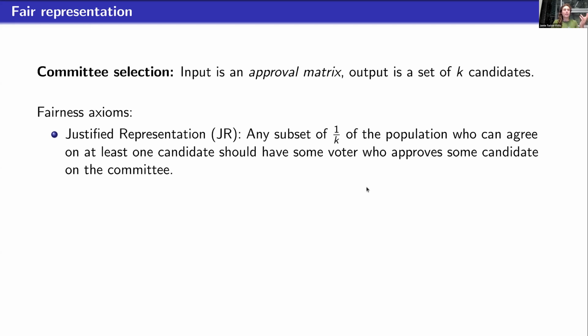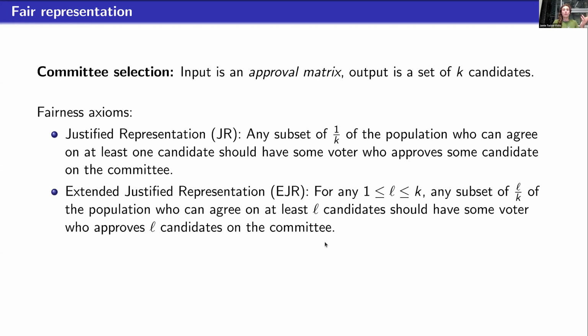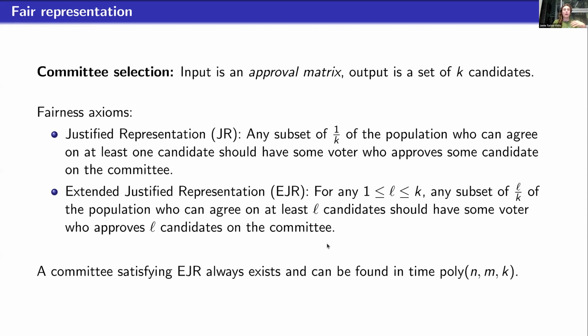And then there's extended justified representation, EJR, which is the same thing, except it's extended, it's stronger, which says that for any number L, any subset of L·n/k of the population who can agree on at least L candidates should have some voter who approves L candidates on the committee. Okay, so it's the same thing. If you plug in L equals 1, you get JR. So EJR is a strictly stronger notion that cares about larger groups of the population approving of larger sets of candidates. And again, this slide is just reviewing what's classically known in the committee selection problem. It's known that a committee satisfying EJR, and thus JR as well, always exists and can be found in polynomial time.